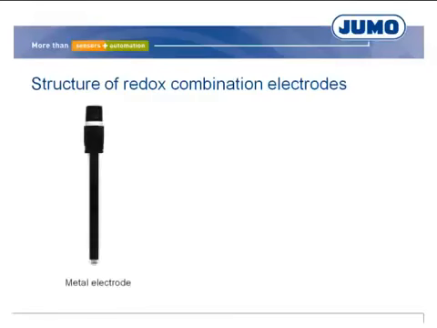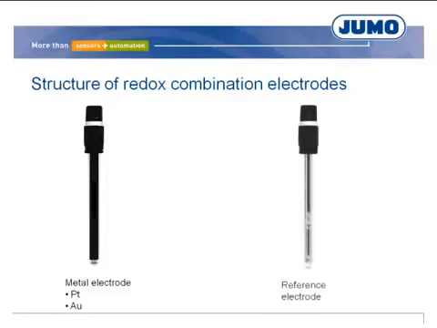Metal electrodes measure the redox potential of the measurement solution and consist of a glass or a plastic shaft. Located at the bottom end of the electrode is a metal piece. This piece is either platinum or gold due to the good resistance of these metals, even to aggressive chemicals. The combination with a reference electrode produces an entire measuring chain.